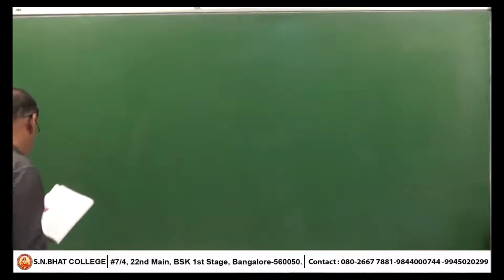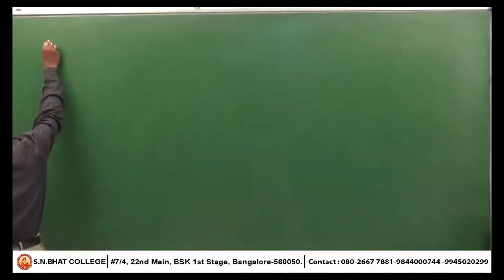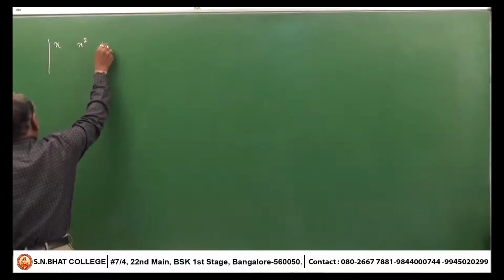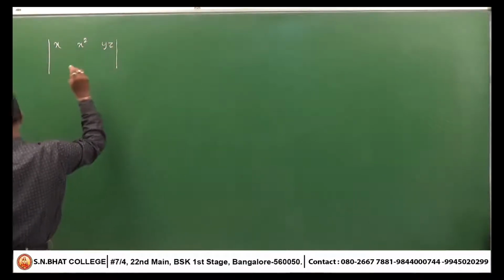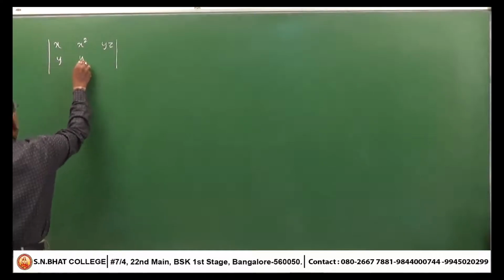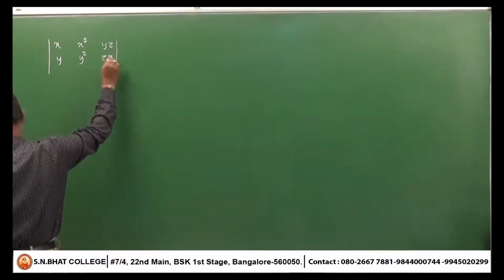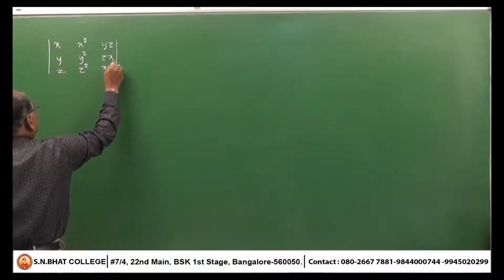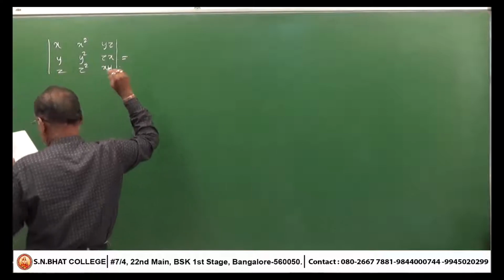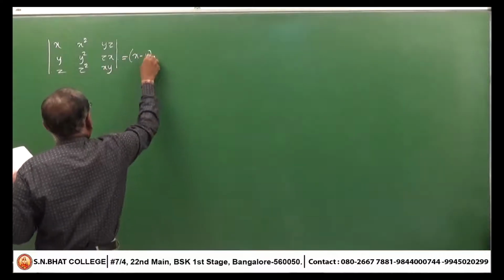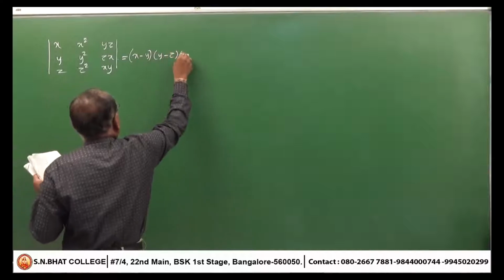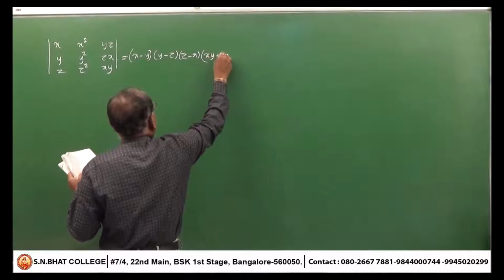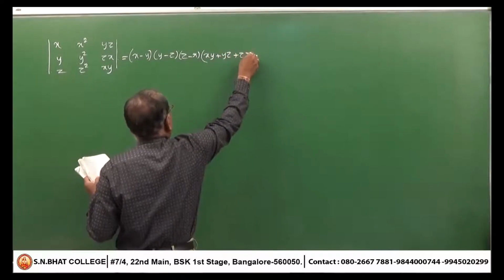Next problem is prove the determinant of x square, y, z; y square, z, x; z square, x, y is equal to (x minus y) into (y minus z) into (z minus x) into (xy plus yz plus zx).